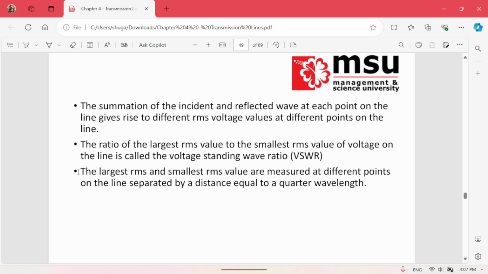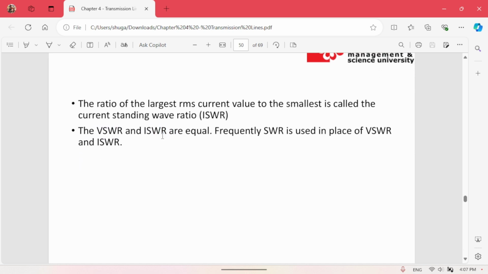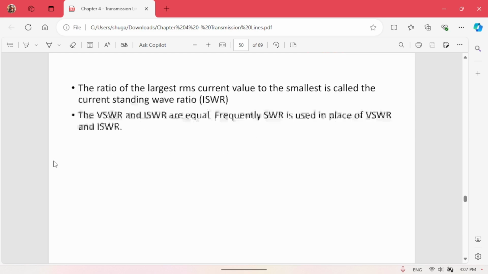Okay, the largest RMS and the smallest RMS value are measured at different points on the line, separated by a distance equal to a quarter wavelength. And the ratio of the largest RMS current value to the smallest is called the current standing wave ratio, ISWR. Okay, current is I. The VSWR and ISWR are equal. Frequently, SWR is used in place of VSWR and ISWR.